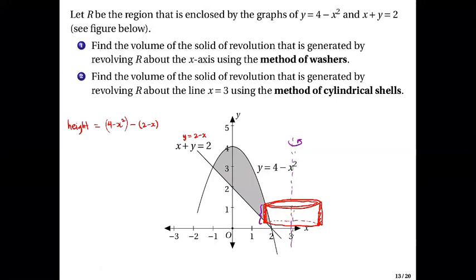The radius, or the mean radius. So this is where your mean radius is. That's just x. So from that point up to this point, it will be 3 minus x. So in here, the average radius will be 3 minus x.